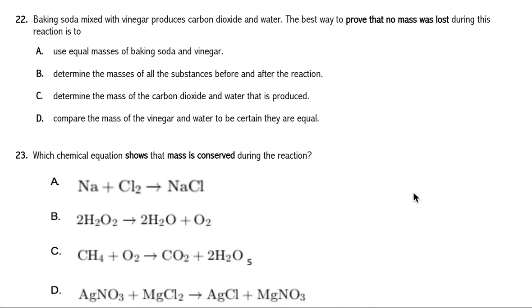Question 23. Which chemical equation shows that mass is conserved during the reaction? A, Na plus Cl2 gives you NaCl. B, 2H2O2 gives you 2H2O plus O2. C, CH4 plus O2 will give you CO2 plus 2H2O. D, AgNO3 plus MgCl2 give you AgCl plus MgNO3.